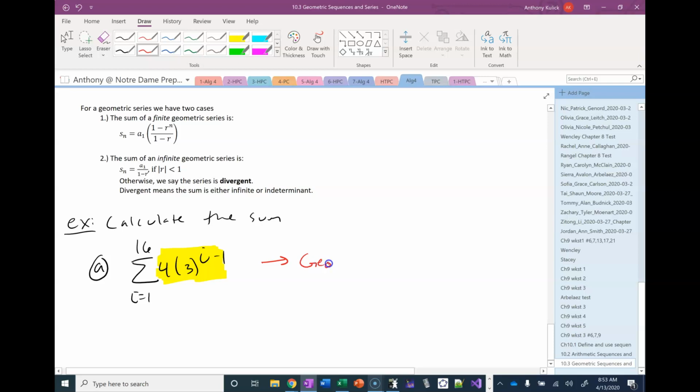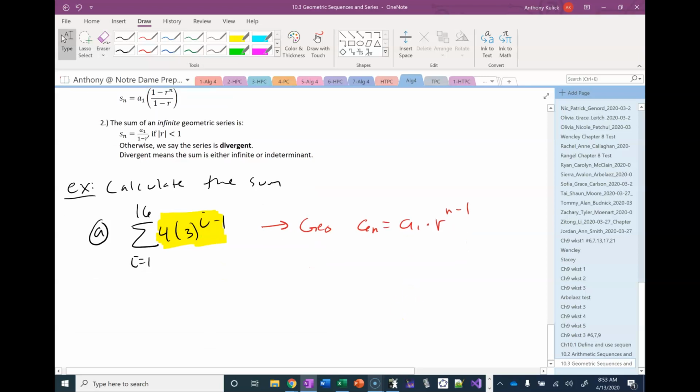So I know that this is geometric because the form of the geometric is this. And you'll notice that I have my index variable in the exponent. That's really what indicates to me that this is geometric. So the formula I'm going to be using is this one from up here, because that's the formula for a geometric.